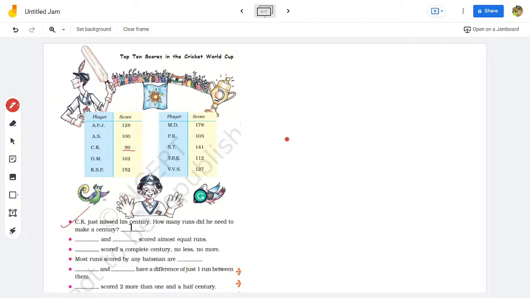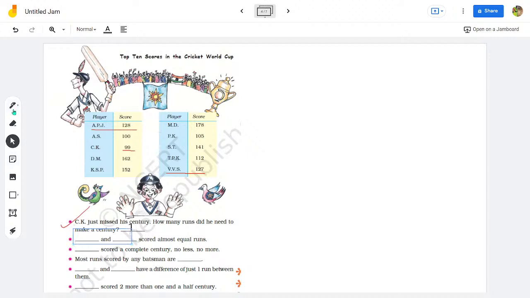Okay, so as we can see, over here APJ has scored 128, while VVS has scored 127 runs. Don't you see, their numbers are very close to each other. So we can say that APJ and VVS have almost equal runs, since their runs are very close to each other. The rest are quite far away.